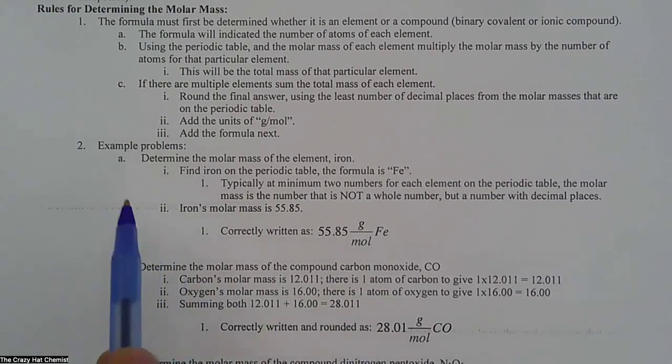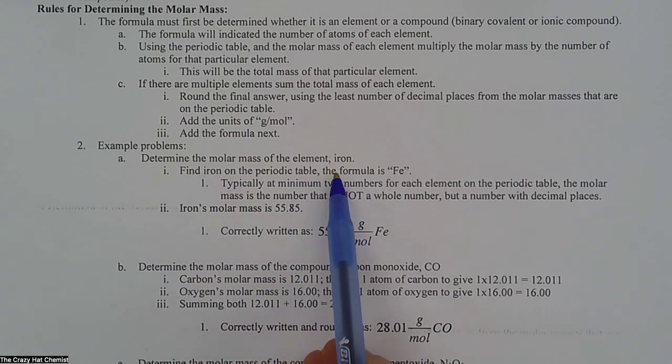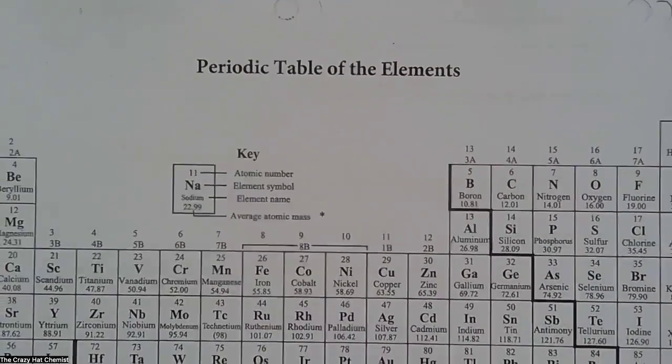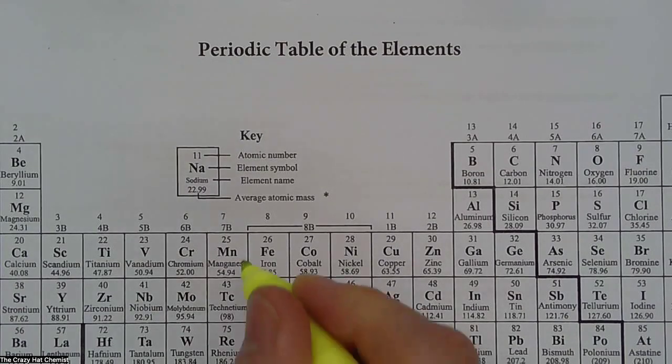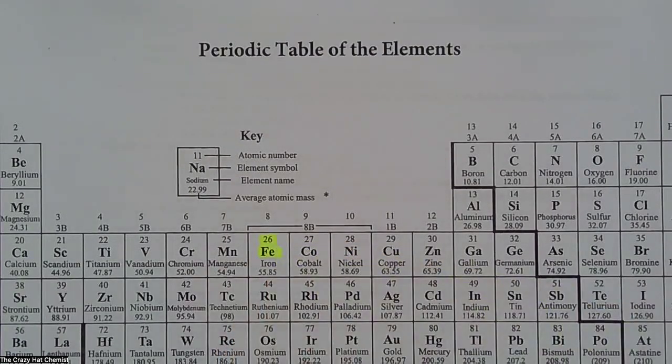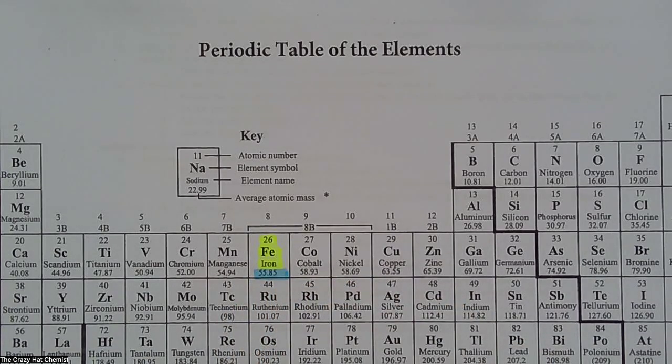Okay. All right. So determine the molar mass of the element iron. Find iron on the periodic table. The formula is Fe. I'm going to be using this particular periodic table here, and we're going to find iron on it. I'm going to highlight it here so that you can clearly see it. It is element number 26. The formula is Fe. The name is iron. And the molar mass for that element is right here, highlighted in blue, and that's 55.85. All right, that's how we find the molar mass for iron.